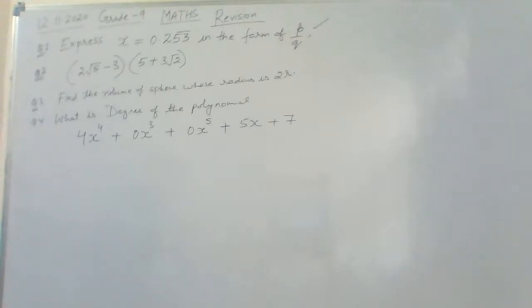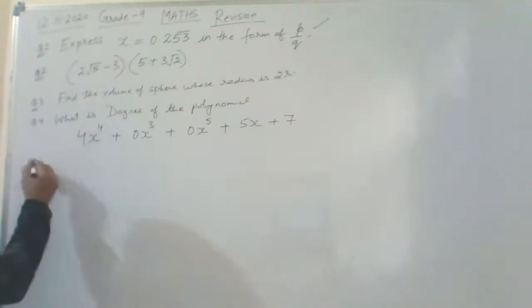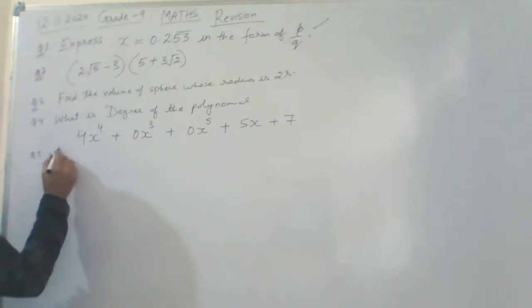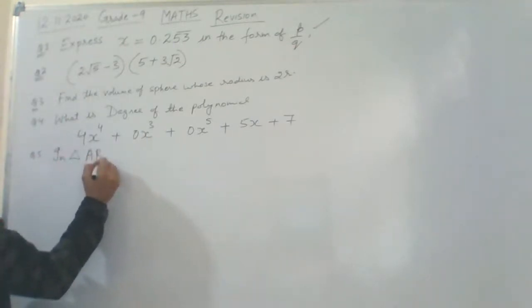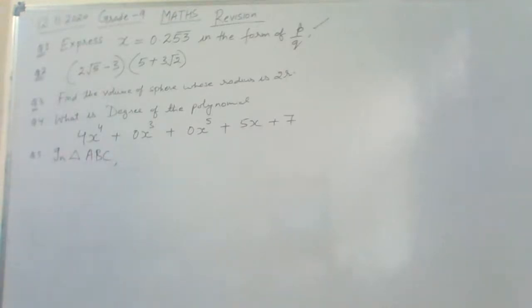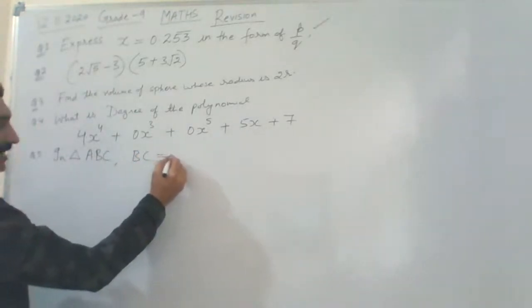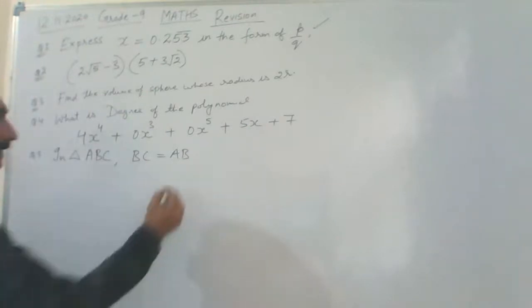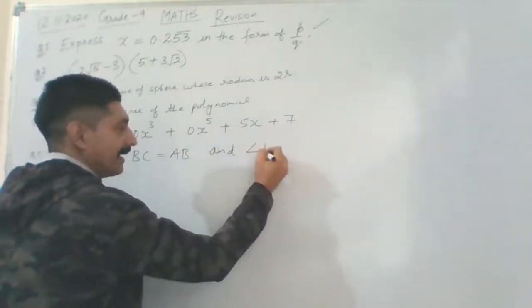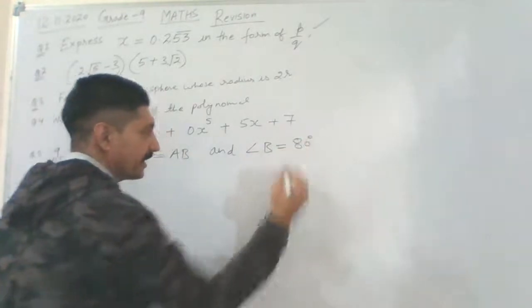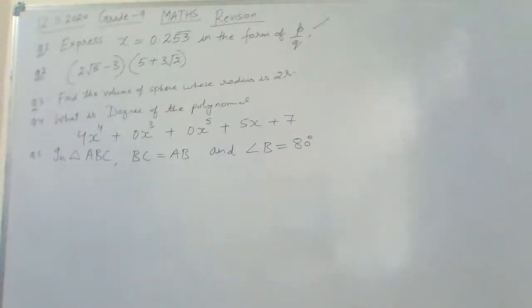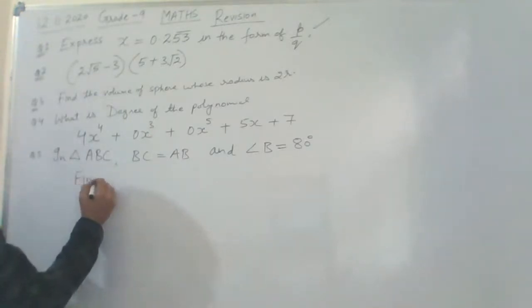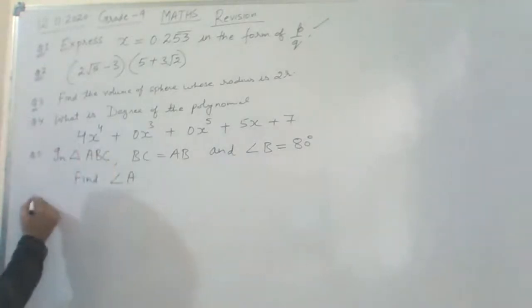If in a triangle ABC, BC is equal to AB, right? A triangle is given ABC and BC is equal to AB, and angle B is 80 degrees. Given angle B is equal to 80 degrees, then find angle A. Find angle A here. Question number 5.